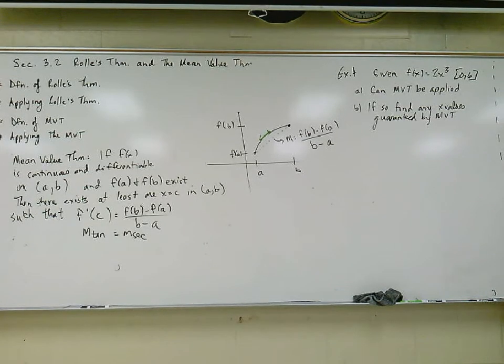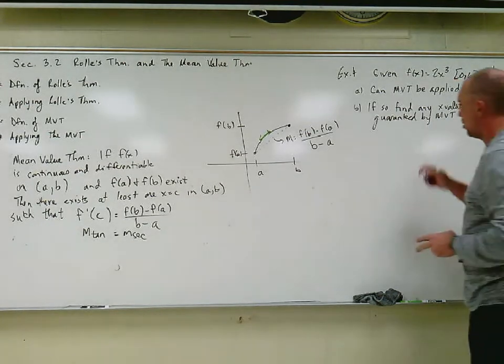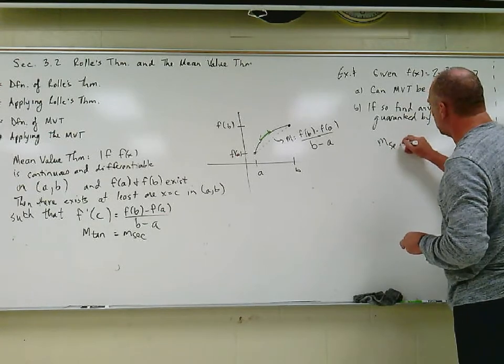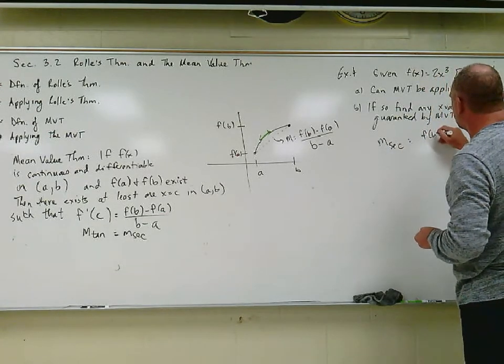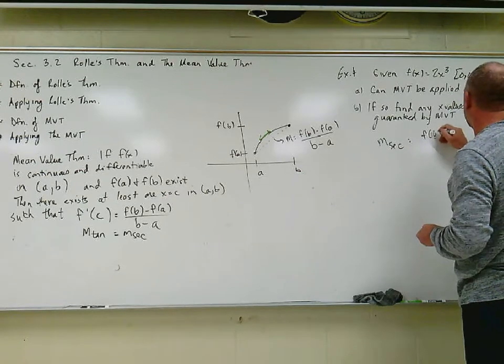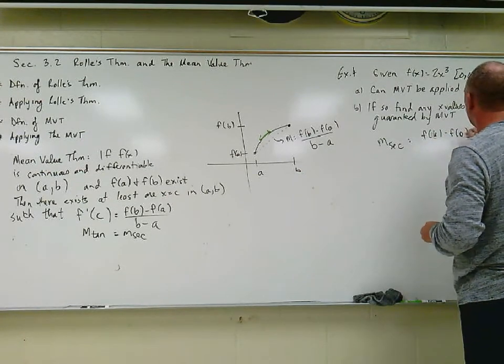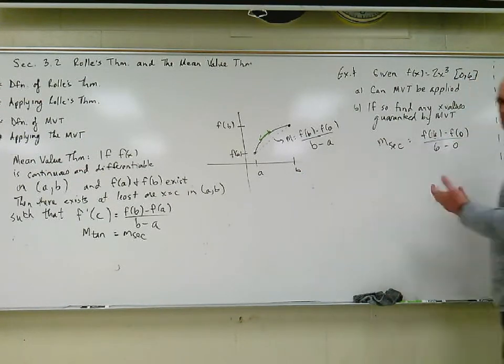Yeah. So now the difference is this. I'm going to take a second and find the slope between these 2 points. So I'm going to find the slope of my secant line, which is going to be f of 6 minus f of 0 over 6 minus 0. So I'm going to take 2 seconds and do that.